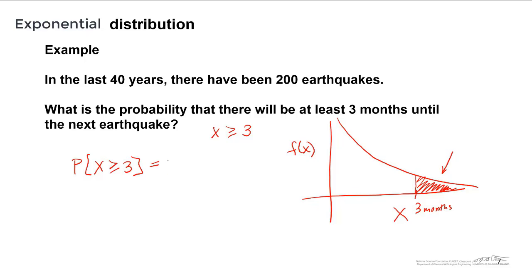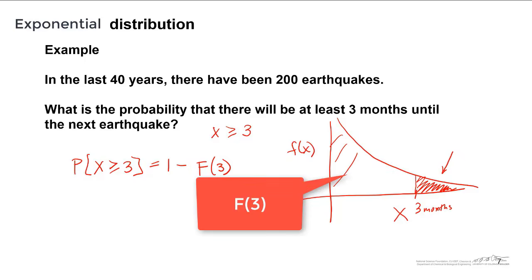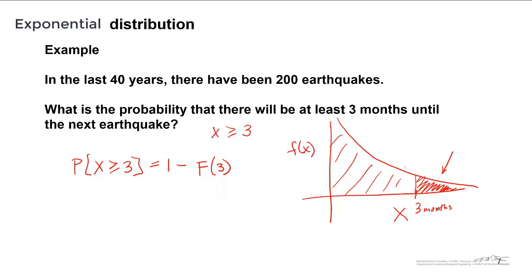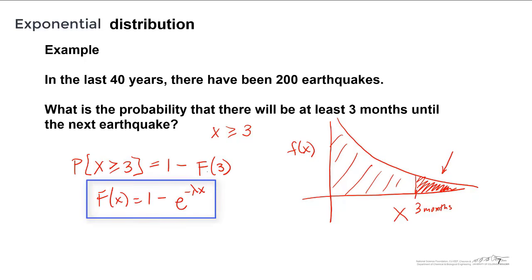This is the same as taking 1 minus the cumulative up to 3. F of 3 represents this region here on the left. If we subtract that from 1, because the area underneath a probability density function is always going to be 1, then this will tell us what we're looking for. F of x is equal to 1 minus e to the negative lambda x.